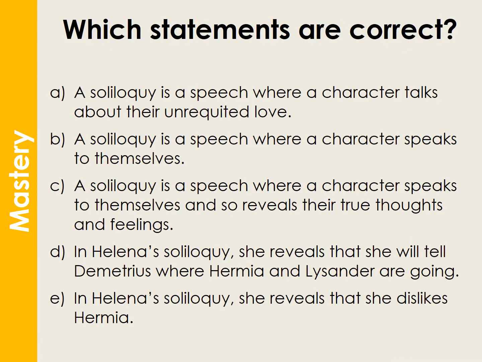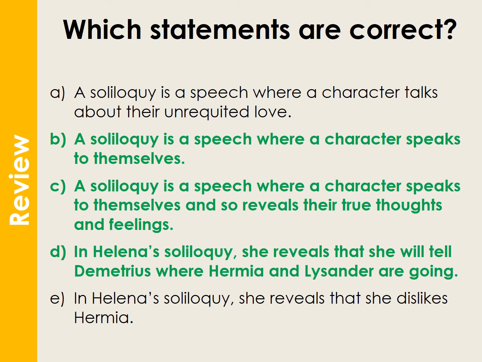So we're going to go through some answers, but there is a task after this. So please make sure that even after you do the statements, you move to the next slides before you finish for lesson 2. So which statements are correct? Is it A, a soliloquy is a speech where a character talks about their unrequited love? Is it B, a soliloquy is a speech where a character speaks to themselves? Is it C, a soliloquy is a speech where a character speaks to themselves and so reveals their true thoughts and feelings? Is it D, in Helena's soliloquy, she reveals that she will tell Demetrius where Hermia and Lysander are going? Or is it E, in Helena's soliloquy, she reveals that she dislikes Hermia?